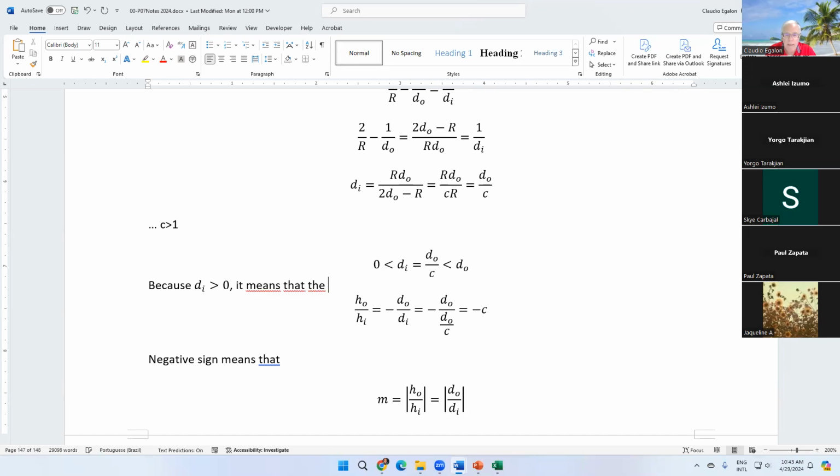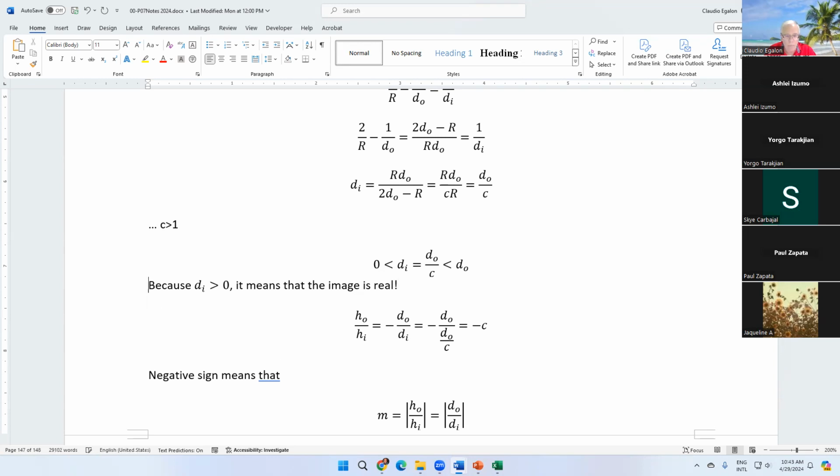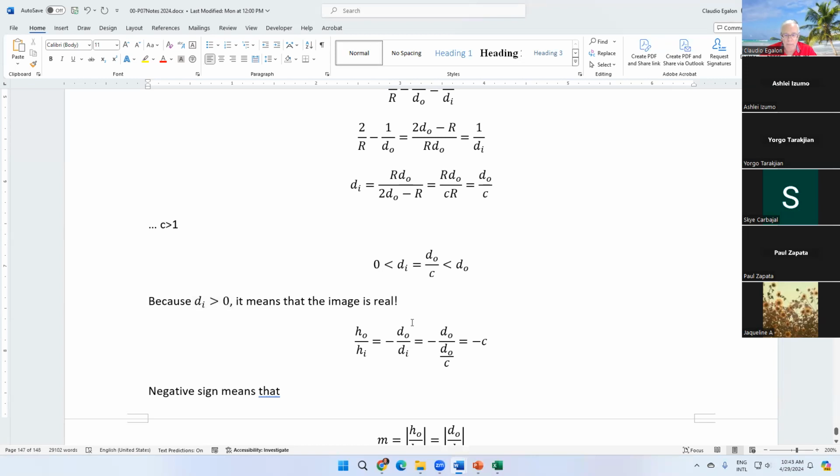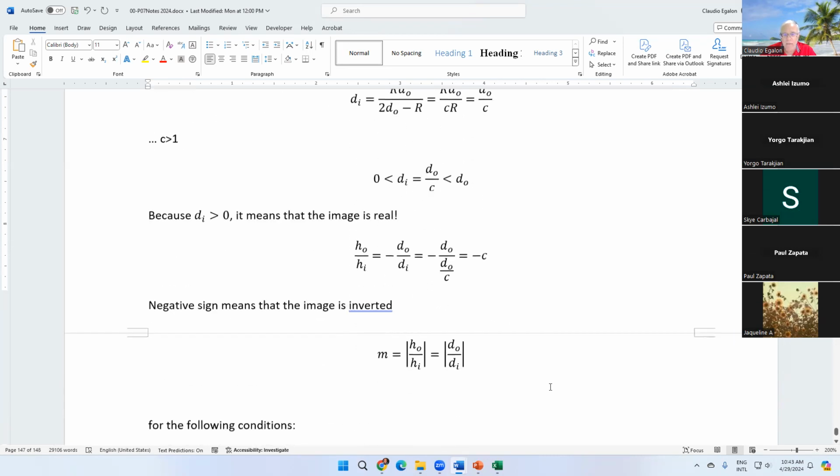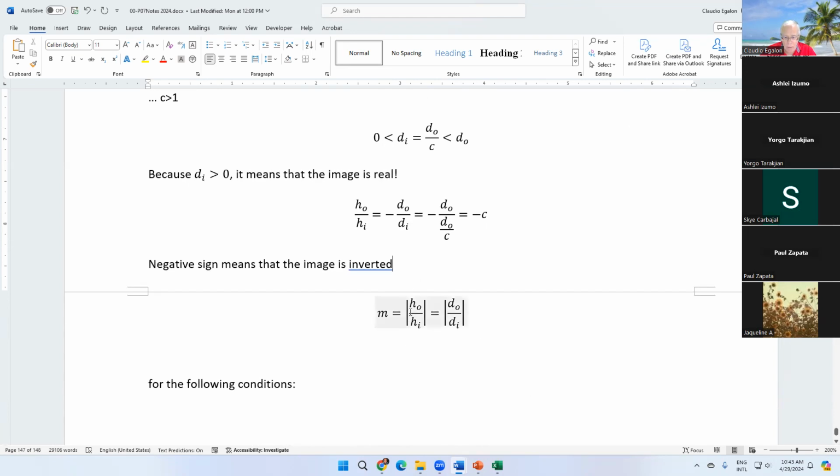It means that the image is real. Okay. Means that the image is inverted. Okay, this negative here means that the image is inverted. The magnification, we have the magnification. Here you go, here's the magnification. Wait a minute, the magnification should be all the way around, okay?